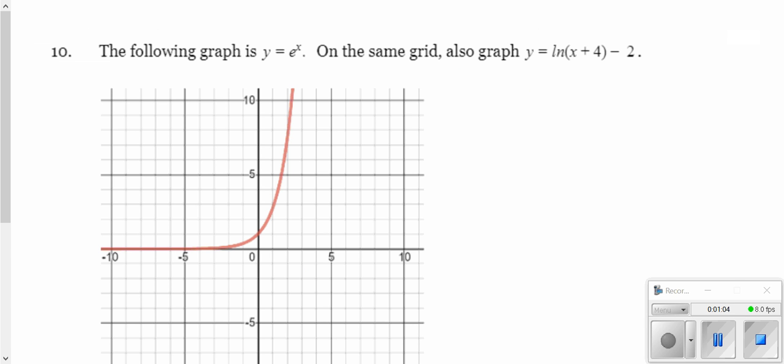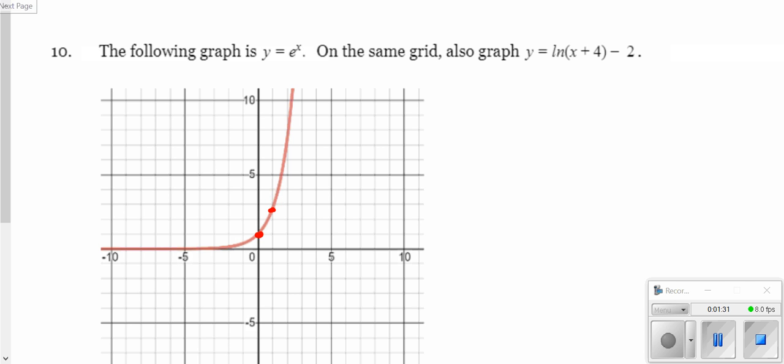For question 10, I have e to the x. It might be a little bit harder for you to think about what your key points are on e to the x, but it certainly goes through the point 0, 1. And then if you put in 1, you get out the number e, and e is about 2.7. So this point is the other one that I personally thought about. The rest of the numbers aren't nice, clean, crossing a grid line kinds of points on this, which makes it a little bit harder.